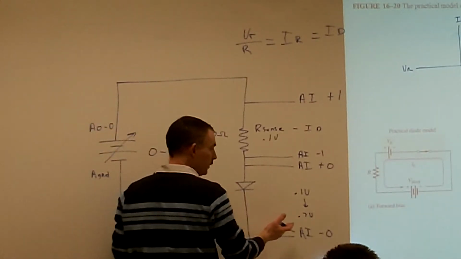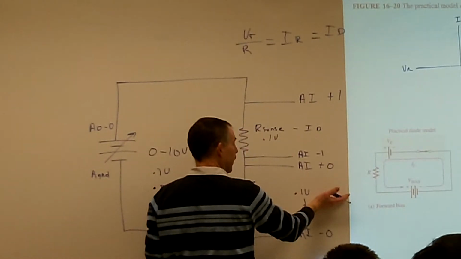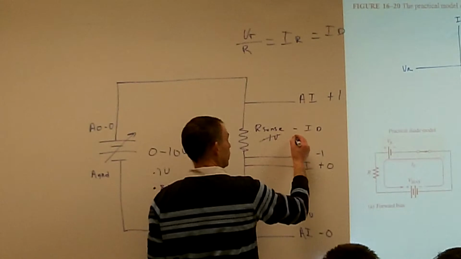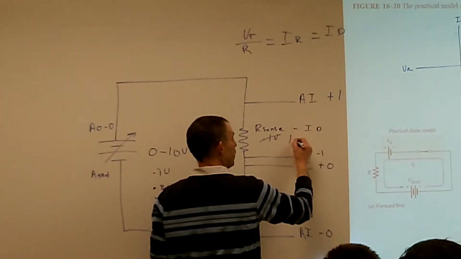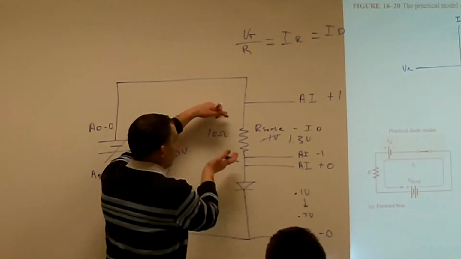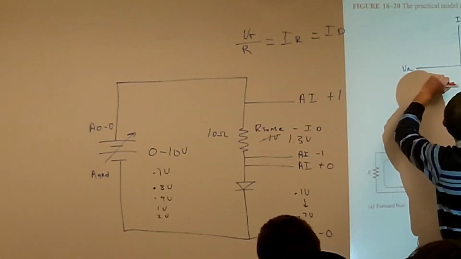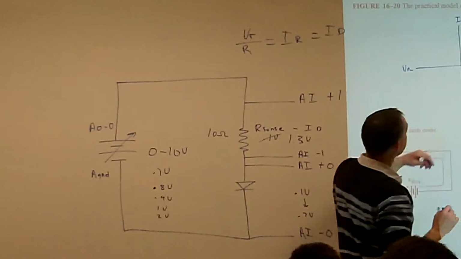Once it gets up to 2 volts, my diode is still going to drop to 0.7. My sense resistor is going to drop the remainder amount of voltage, which is 1.3 volts. And now you can see that my current is really going to start to shoot up at a very rapid rate.